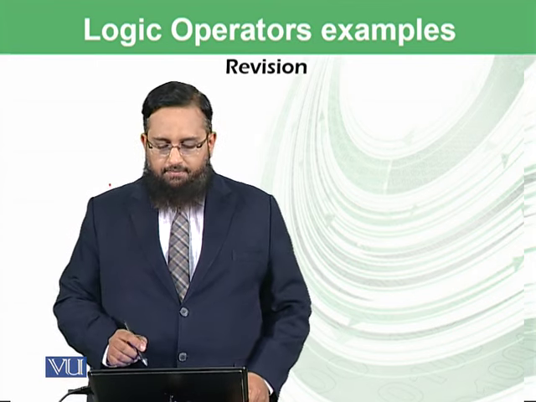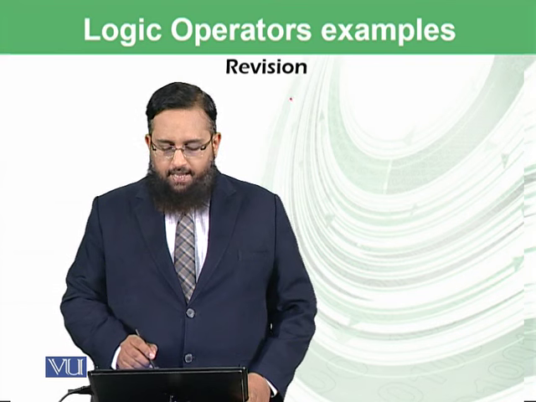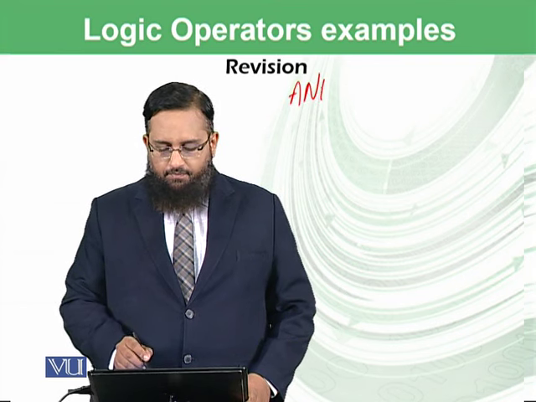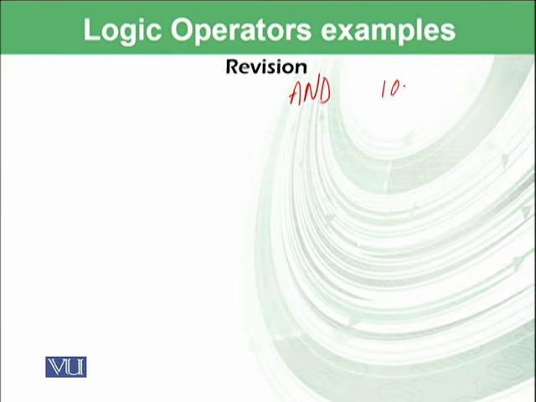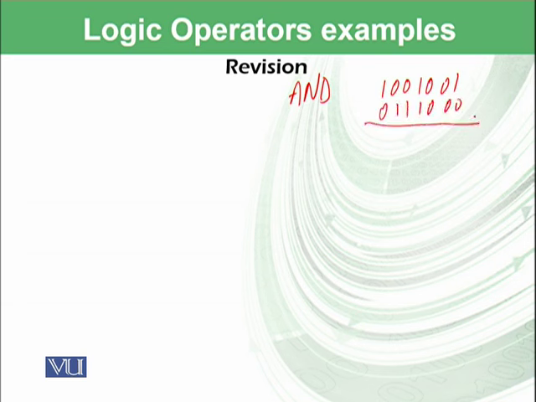So for example, if there is an AND operator, you know that we have two bit patterns, 1001001 and 0111000. So you know the logical AND gate performs: whenever we have two bits 1, then it will give you 1, otherwise it gives you 0.